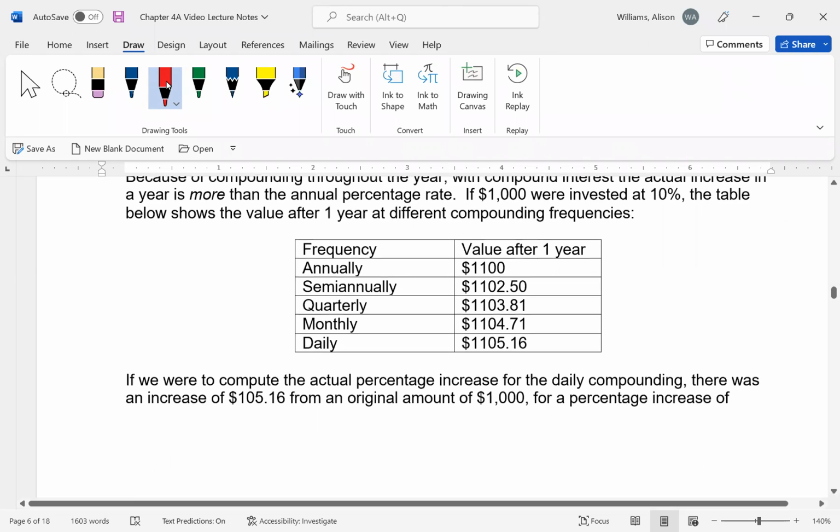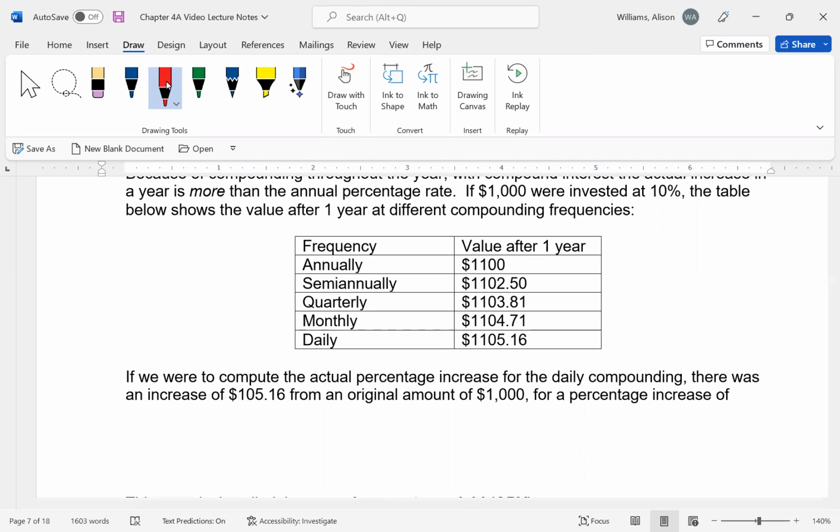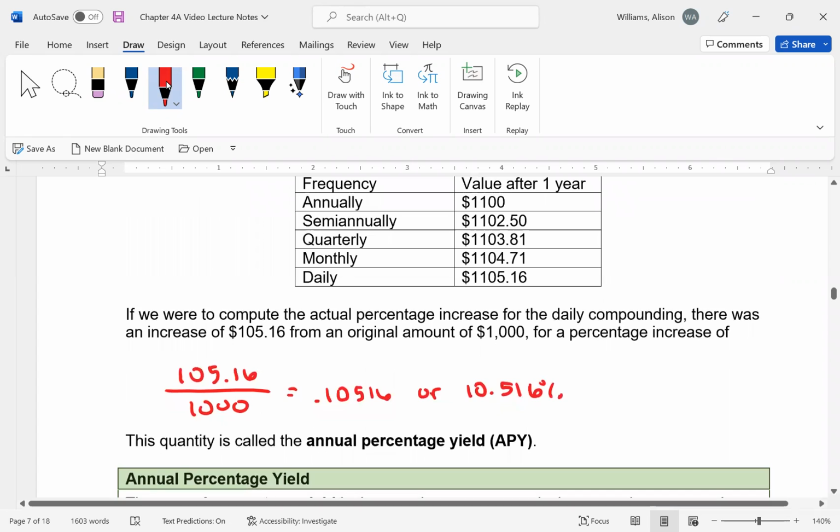So if I was interested in computing the actual percent for daily compounding, in other words, if I wanted to know the increase from the original $1,000 from that interest earned of $105.16, to actually calculate that, we would simply divide 105.16 by 1,000, and that's going to come out to 0.10516, or 10.516%. And this is referred to as the annual percentage yield, or APY.